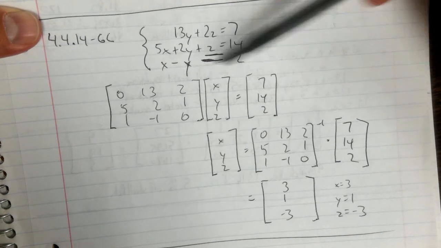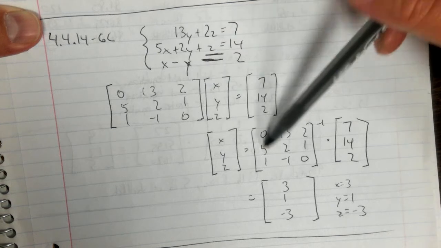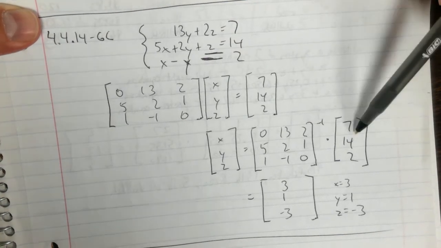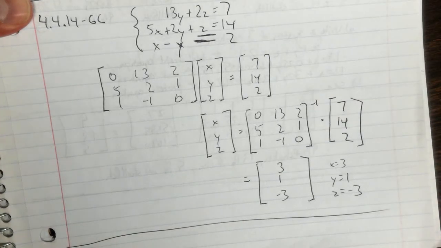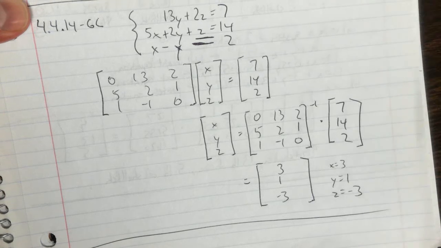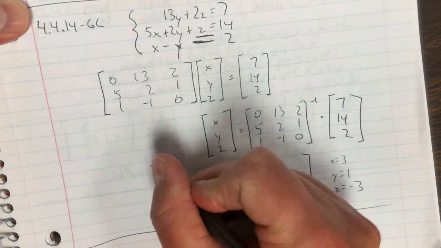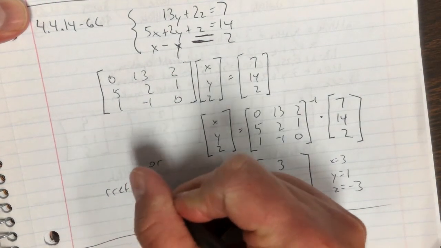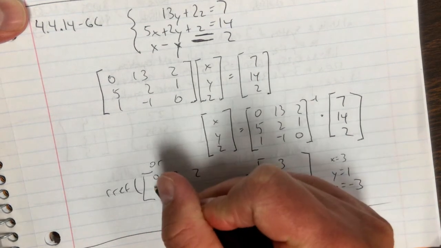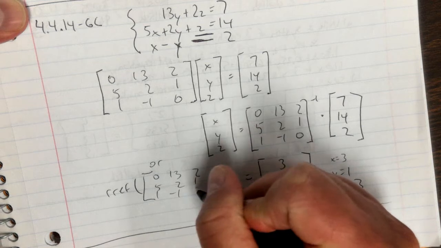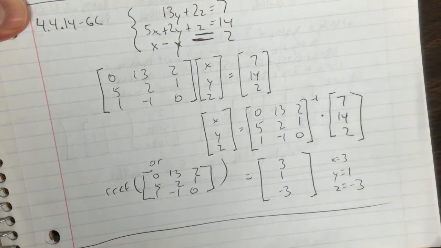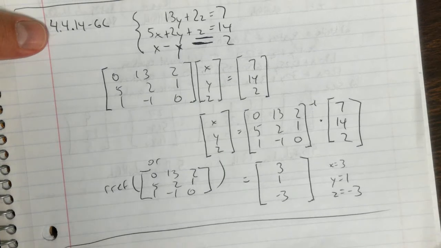So once you have that, then this goes here to the -1 power times this. And again, you get your answer. So that's with using the steps for the inverse. Also, remember, you could have just said ref of 0, 13, 2, 5, 2, 1, 1, -1, 0. I'm actually going to type it out both ways just so you can say, oh, I know for sure it works.